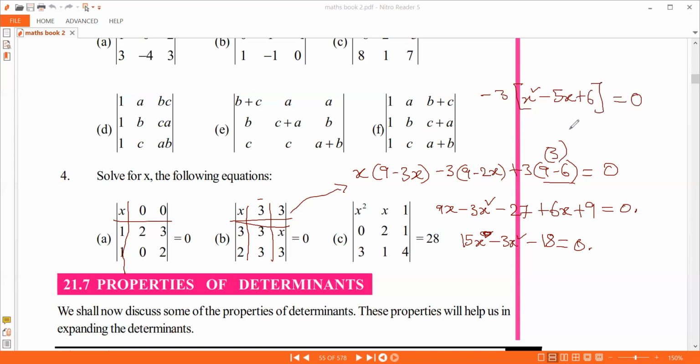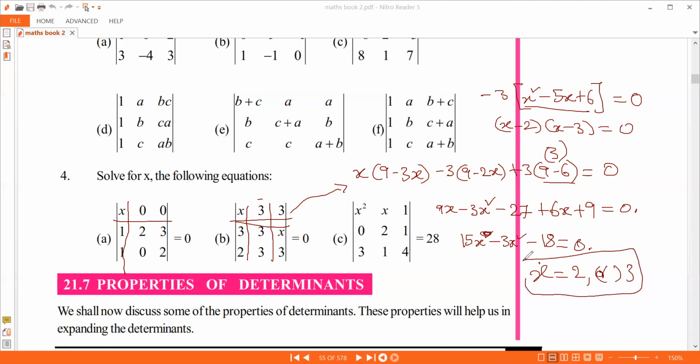So x square minus 5x plus 6, if you solve, you get x minus 2 into x minus 3. That is x square minus 5x plus 6. You see, 2 into 3 is 6. 2 plus 3 is 5. So you can resolve that. So the required values of x are either 2 or 3. So that is how you can solve this.